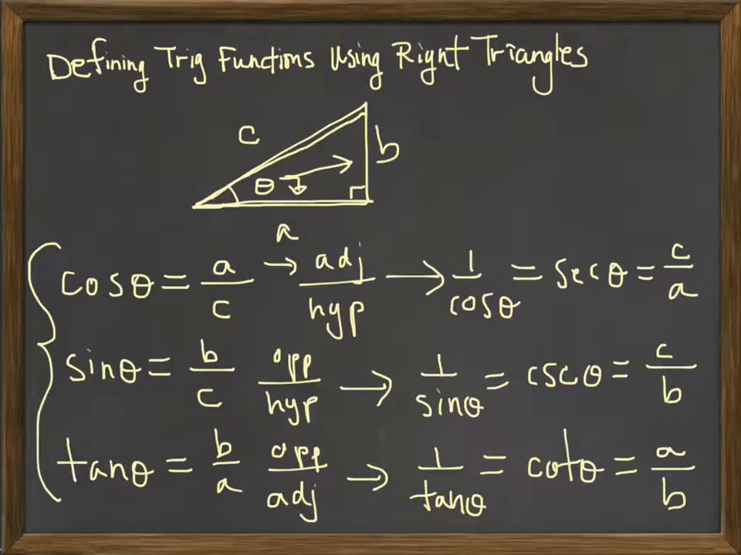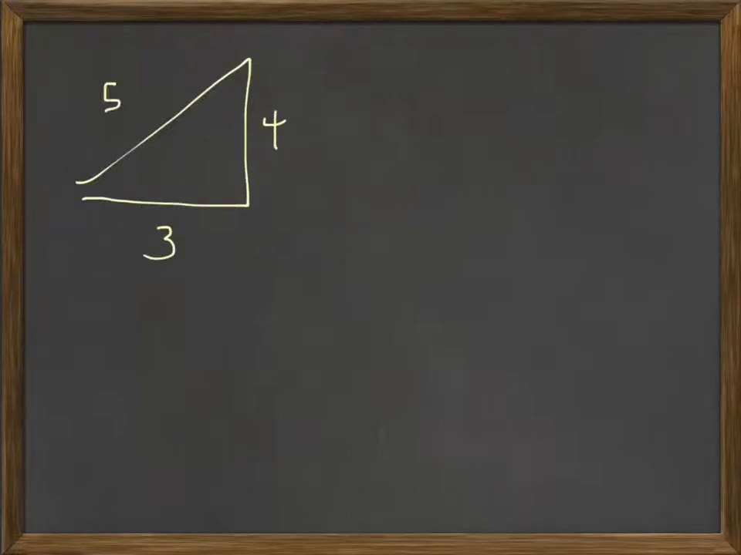Great. Let's move to a new board and see how, given a right triangle, we can find all 6 of our trig functions. So let's say we have the following right triangle, 3, 4, and 5. And we'll call this again angle theta. So let's start with cosine of theta. The cosine of theta, remember, is the adjacent side over the hypotenuse. So in this triangle, it is 3 over 5.